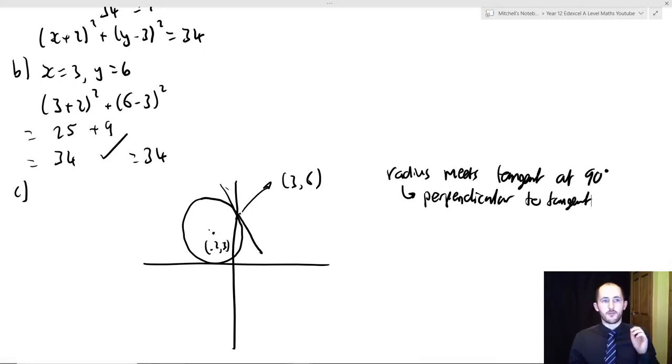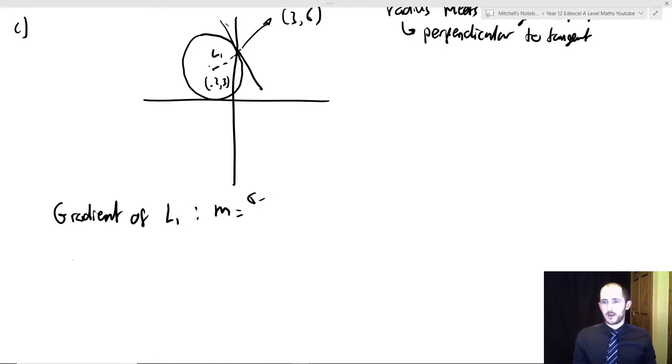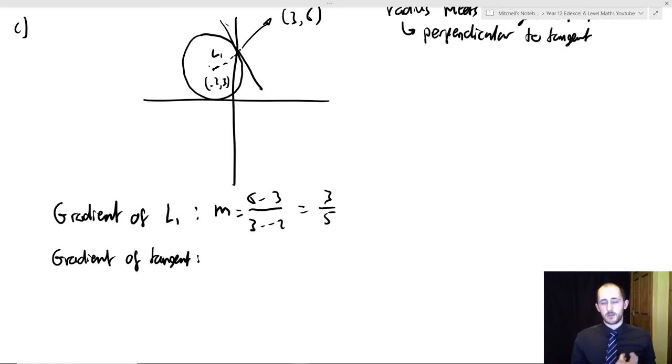So what we're going to do is find the gradient of the radius, the line joining these 2 points here, which we can call L1, for example. Find that gradient and take the negative reciprocal in order to find what the gradient of the tangent would be. That way we avoid the need for having 2 coordinates. Again, you don't need to draw that diagram, but hopefully it helps illustrate it. The gradient is the change in y over the change in x. So we have (6 - 3) over (3 - (-2)), so that's 3 over 5. Therefore, the gradient of the tangent, and hopefully you remember this from your GCSE course, would be minus 1 over that. In other words, it's the negative reciprocal, so negative 5 over 3.